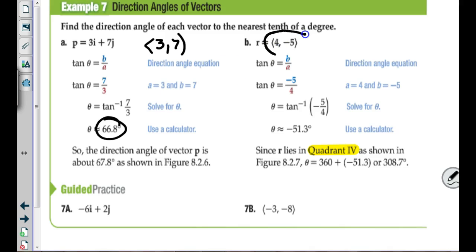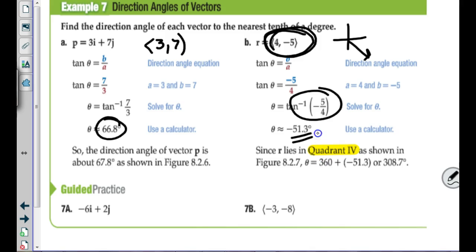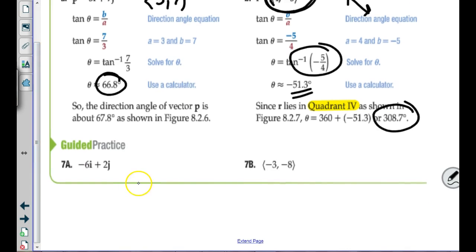What quadrant is this in though, guys? 4, -5. Quadrant 4. So when I do inverse tangent, I get -51.3. Is that in quadrant 4? It actually is, right? So it's okay to leave it, or you could add 360 and get 308.7. I don't care. All right, so let's practice because these are tricky when they're not in the right quadrant.